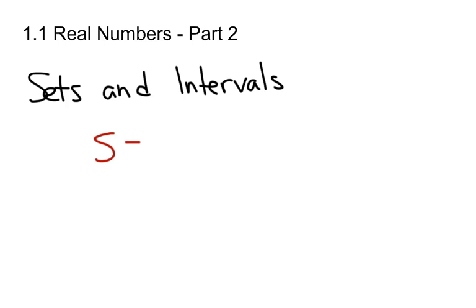So a set is usually denoted by a capital letter, and the set of numbers is given between these squiggly lines that have a special name. They're called braces, like the ones on your teeth. So this would be the set of numbers 2, 4, 6, 8. We put commas between the numbers in the set.